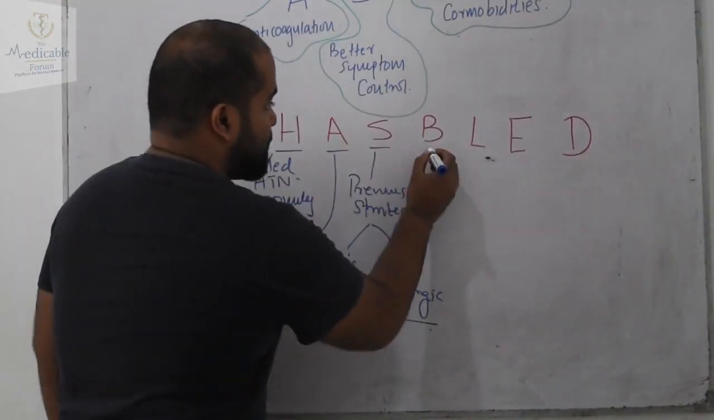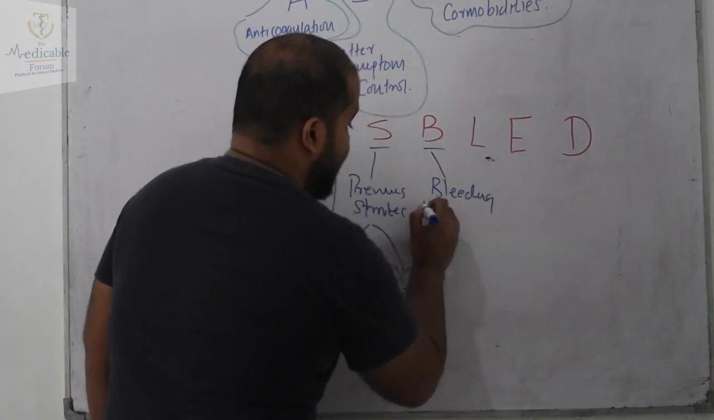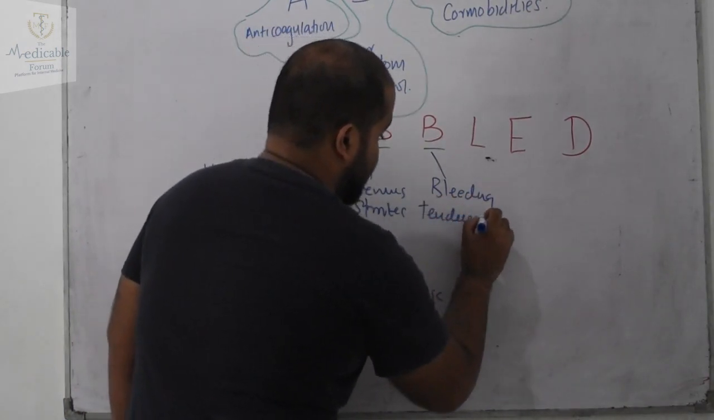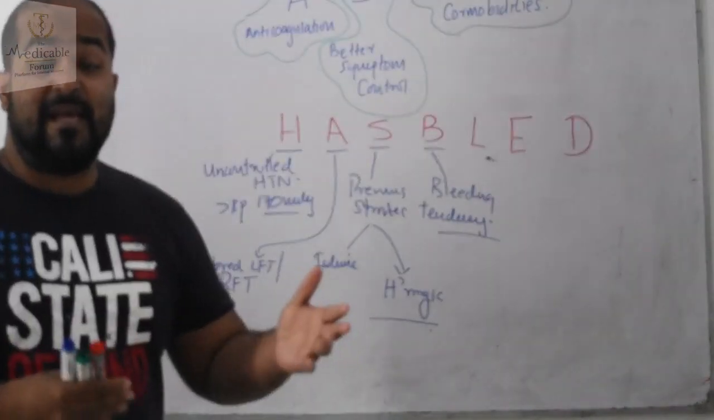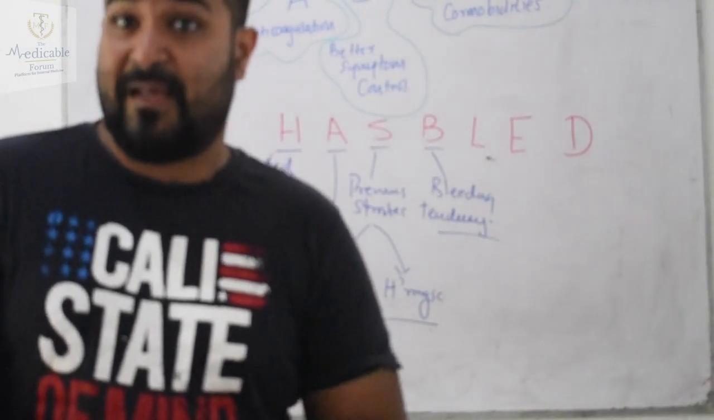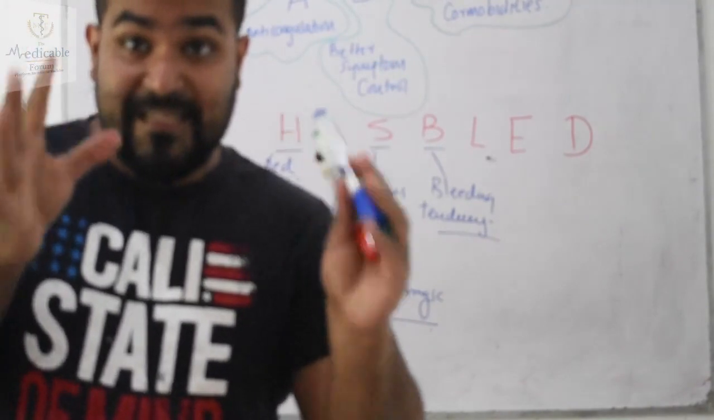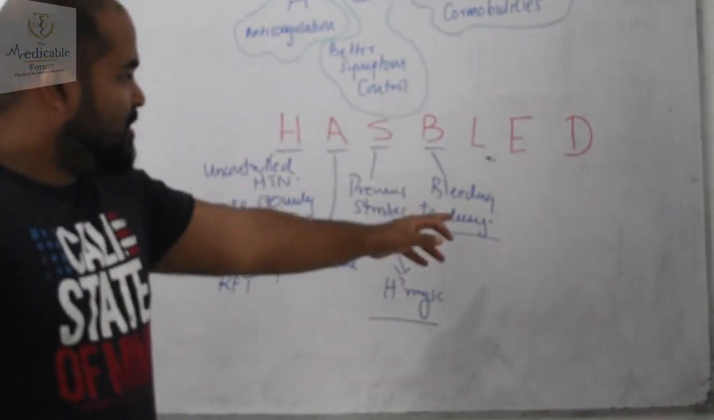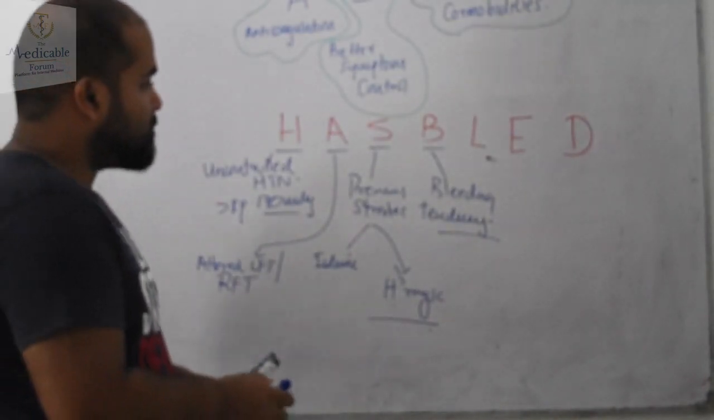Next is the bleeding tendency. What do you mean by bleeding tendency? Has the patient had any major bleeding episodes, major blood loss, or a major GI bleed where he has had some GI ulcers or something like that? If there was a history like that, that is also a risk for having large bleeding episodes.